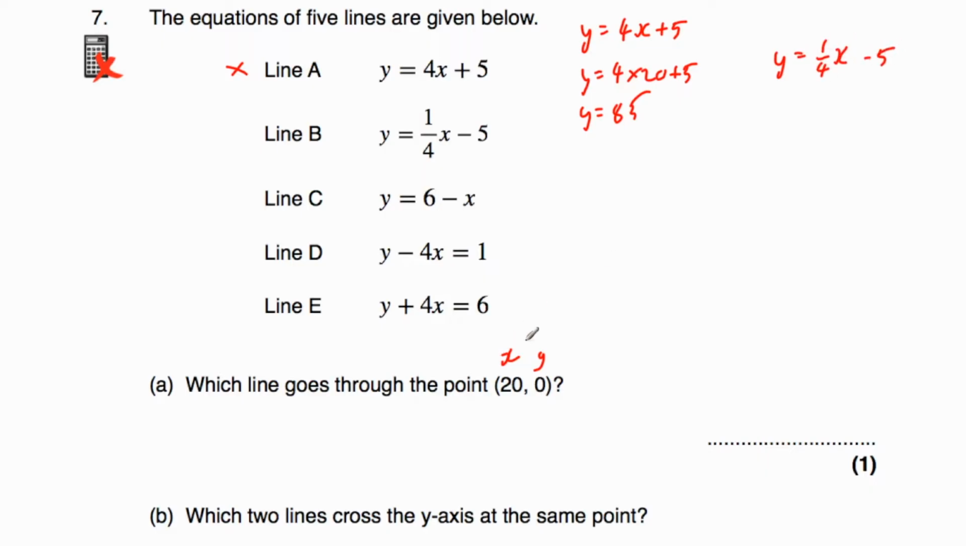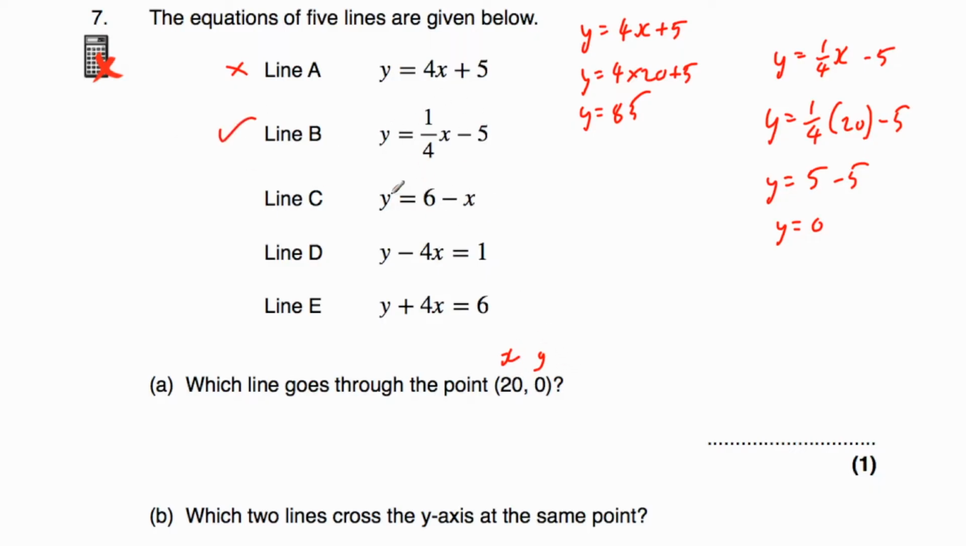So we need to do a quarter of x, so y equals a quarter of 20 minus 5. A quarter of 20 is 5, so we get y equals 5 minus 5, and 5 minus 5 is 0, so y equals 0. So actually that's right. So if we substitute in 20 into line B, we do get 0 for the value of y. So that means this line does pass through the point (20, 0).